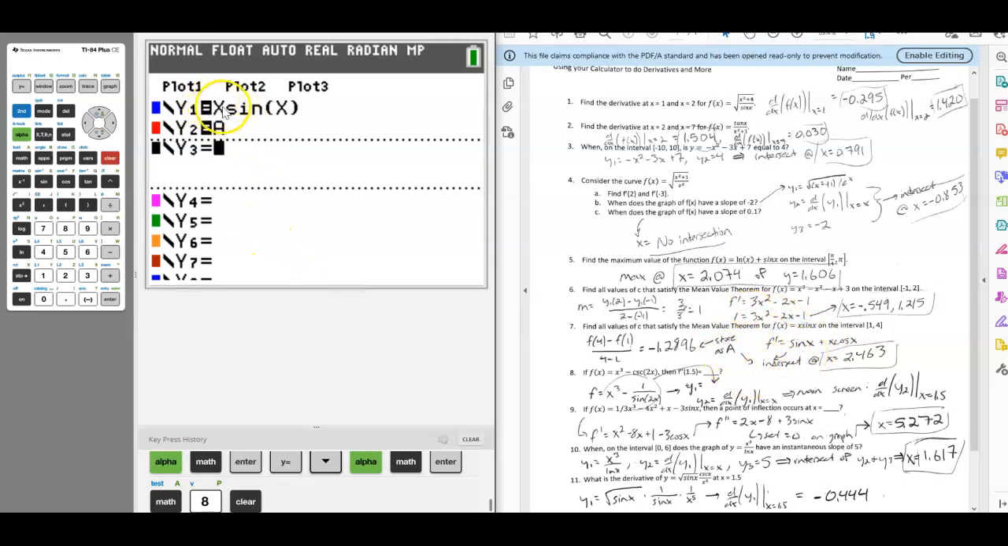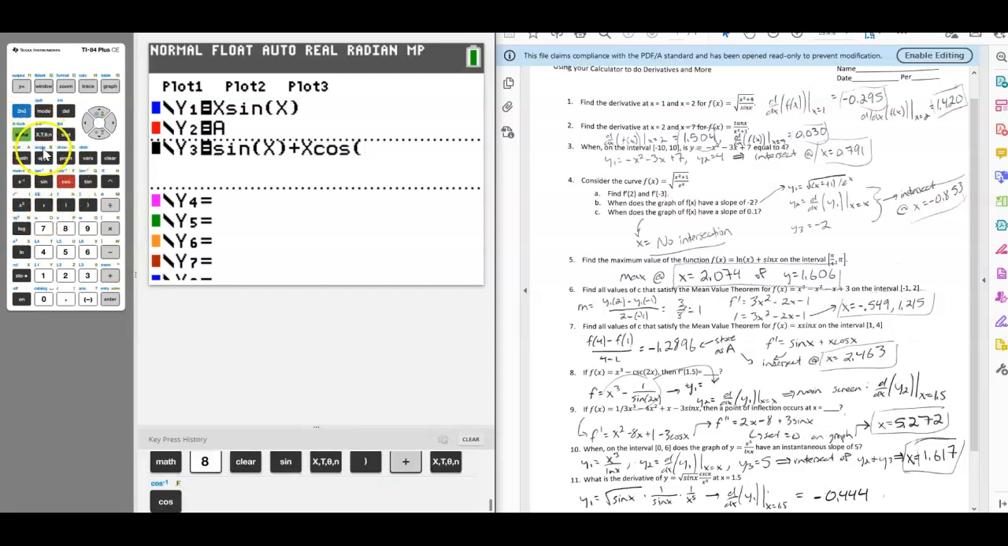So product rule on this right here, derivative of the first times the second, that's going to be 1 times sine x. And then I'm going to add derivative of the second, which is cosine x, times the first. That gives me x cosine x. So notice this line right here matches what I have written as f prime right here. So now what I want to do, this one is in y3. This A is in y2.